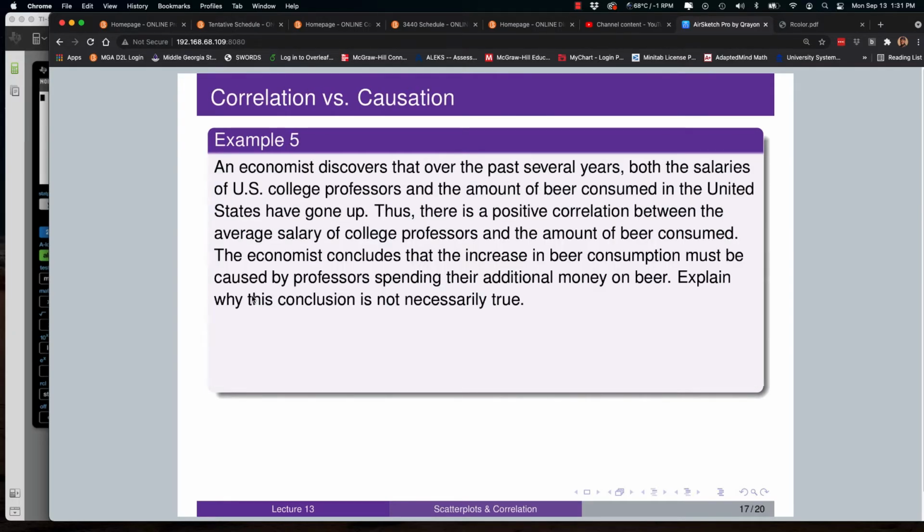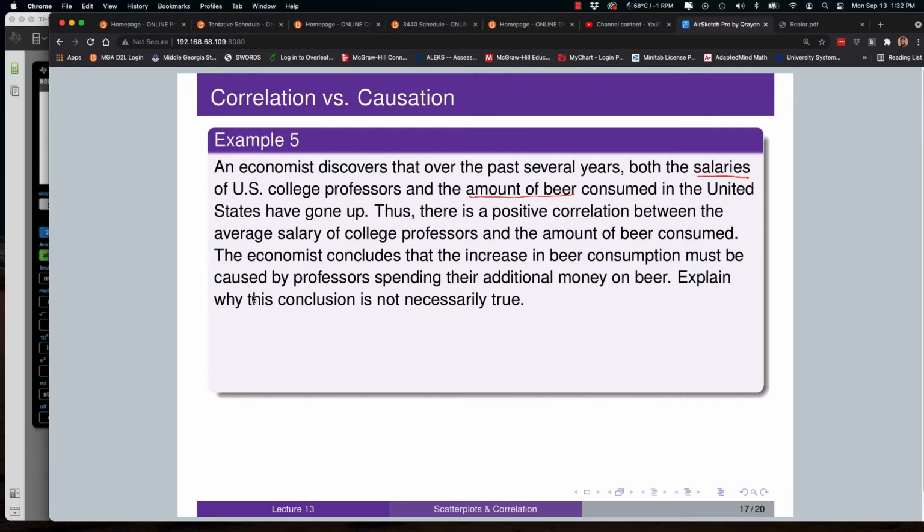All right, one of the last things I want to talk about here is correlation versus causation. So let's look at an example for this. An economist discovers that over the past several years, both the salaries, so there's our one variable, of U.S. college professors and the amount of beer consumed in the U.S. have gone up. So there's a positive correlation between the average salary of college professors and the amount of beer consumed.